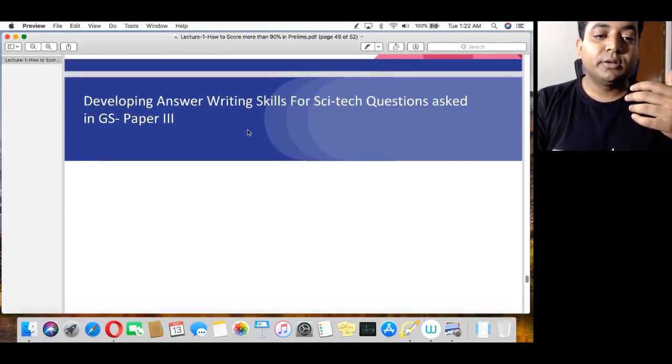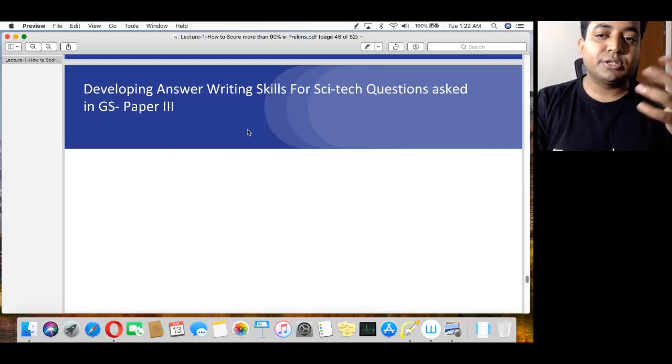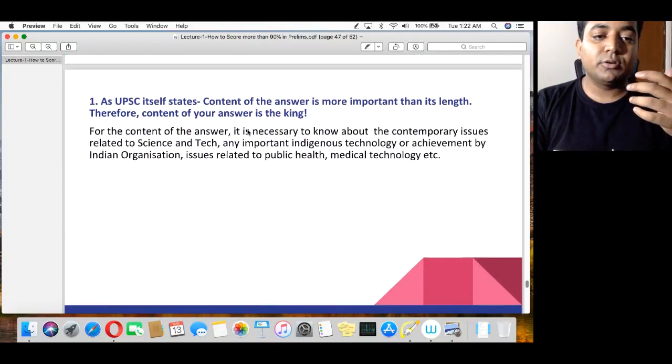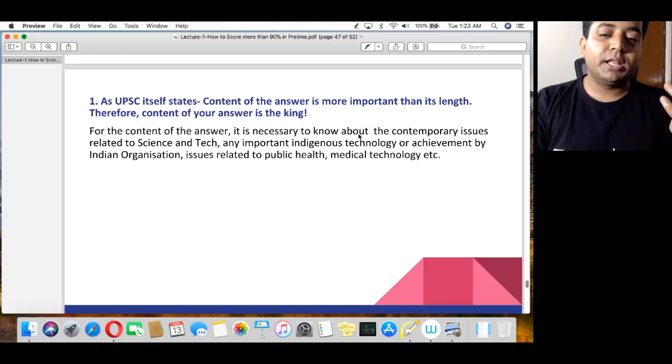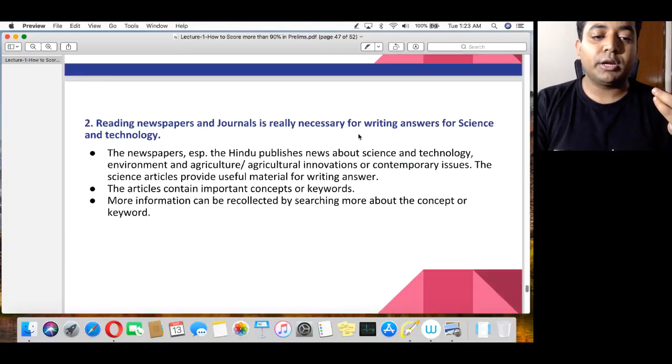After you have analyzed the questions, you need to develop answer writing skills also. UPSC itself is saying that the length of the answer does not matter. Keep it short and crisp. If it is asking 150 words, write 149. But content is king. Without knowing the contemporary issues, the important indigenous technologies, the contribution of Indians in science, achievements of Indian organizations, and various issues related to public health and medical technology, you cannot do anything in UPSC. It's as simple as that. You need to know your content.